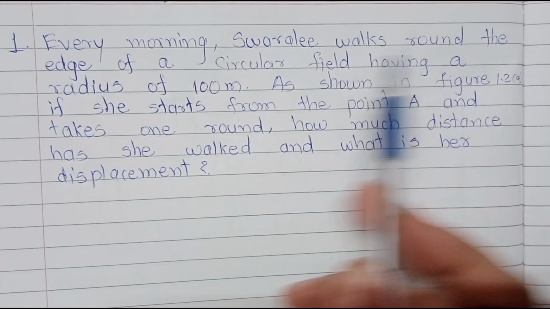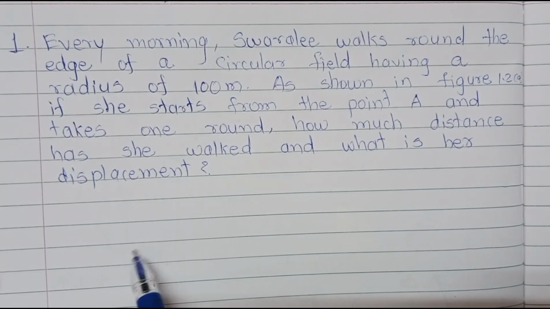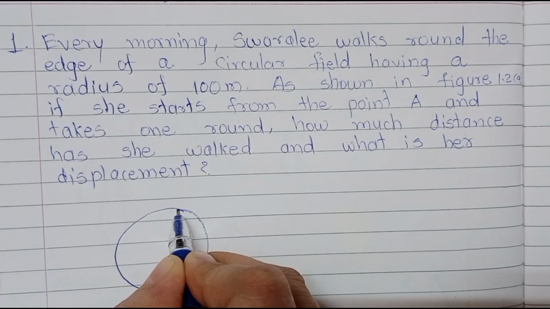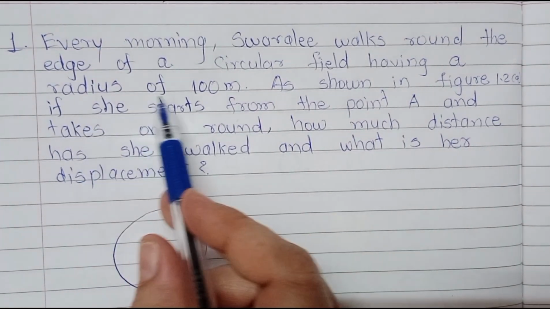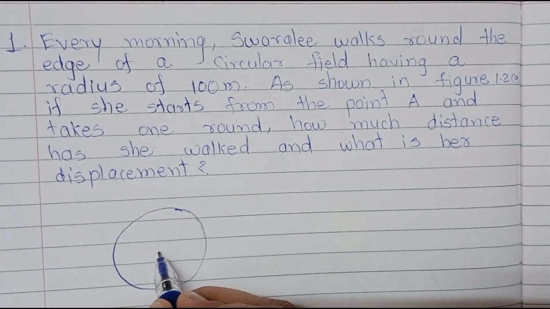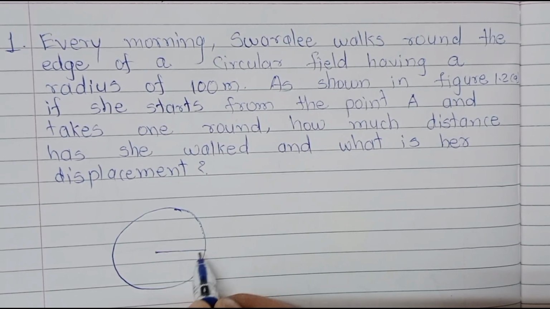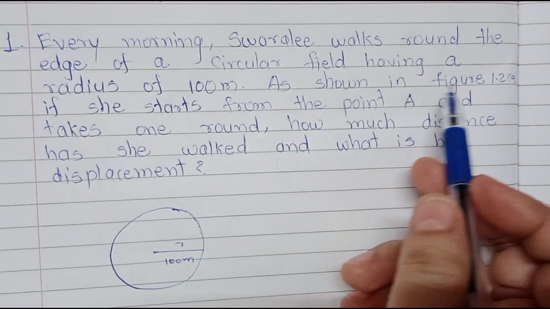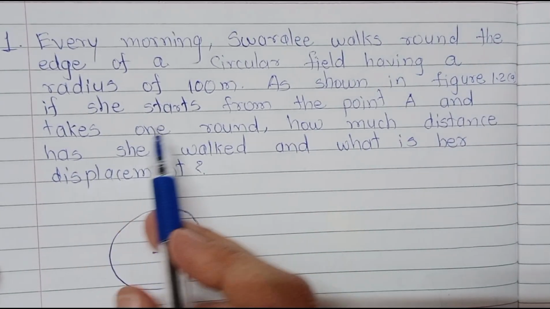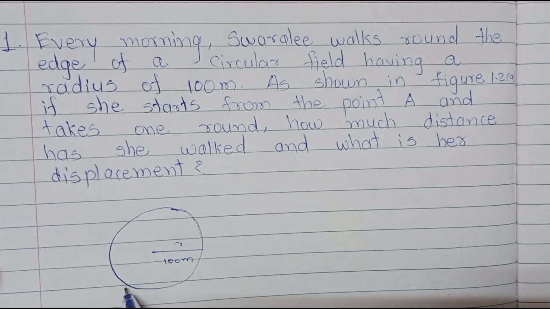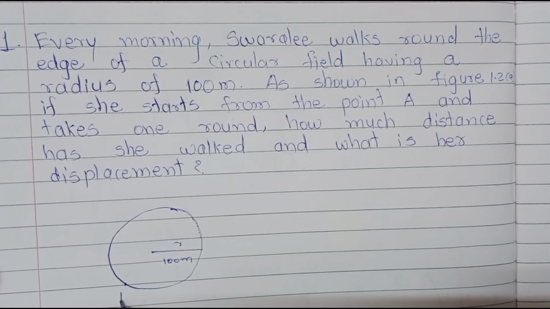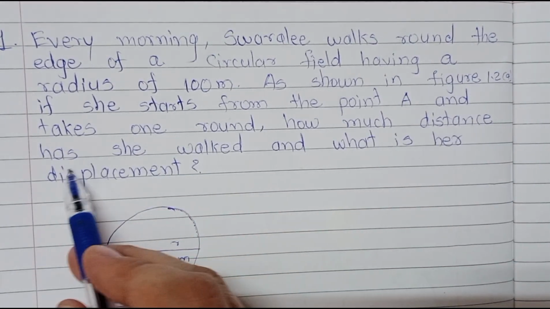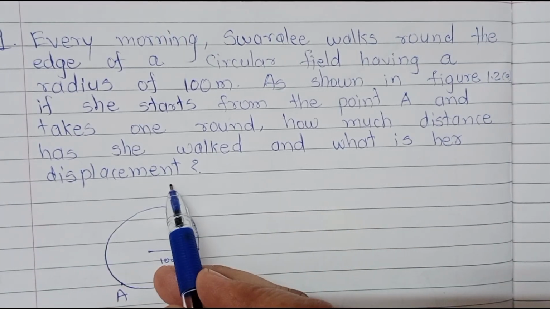Swarali walks around the edge of a circular field having a radius of 100 meter. As shown in figure 1.2, if she starts from the point A and takes one round, how much distance has she walked and what is her displacement?